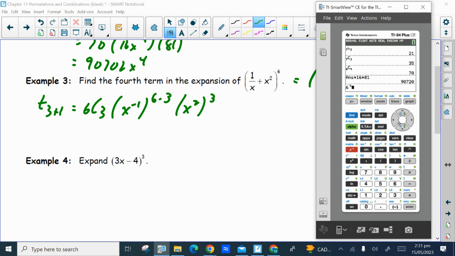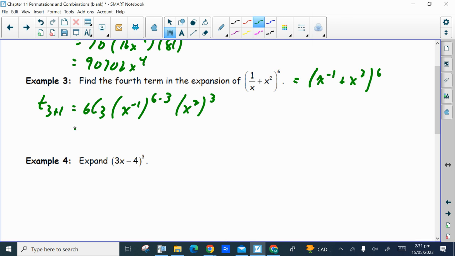6C3 is 20. And then you're going to have x to the negative 1 all cubed, x to the negative 3 times x squared all cubed, which is x to the 6. So in this case, you can combine those two factors of x by adding the exponents, and your final answer is 20x cubed.